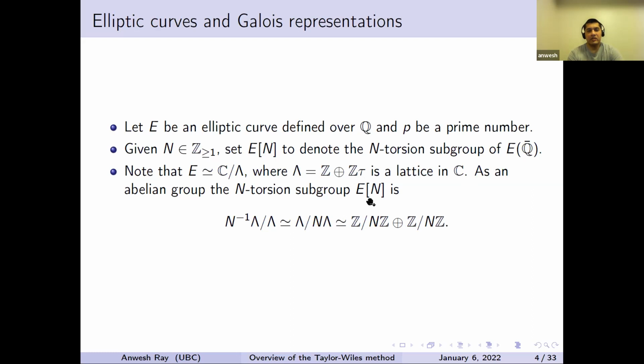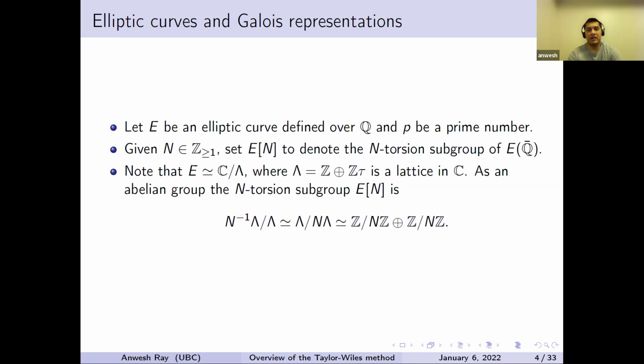So then the N-torsion subgroup, E_N, is identified by (1/N)Λ/Λ instead of C/Λ. And one can see that this is just two copies of Z/NZ. So we get two copies of Z/NZ from the N-torsion of the elliptic curve. But this is what it is abstractly as a group, but it also admits a Galois action. So the absolute Galois group acts on this group, and it gives rise to the non-abelian representation.